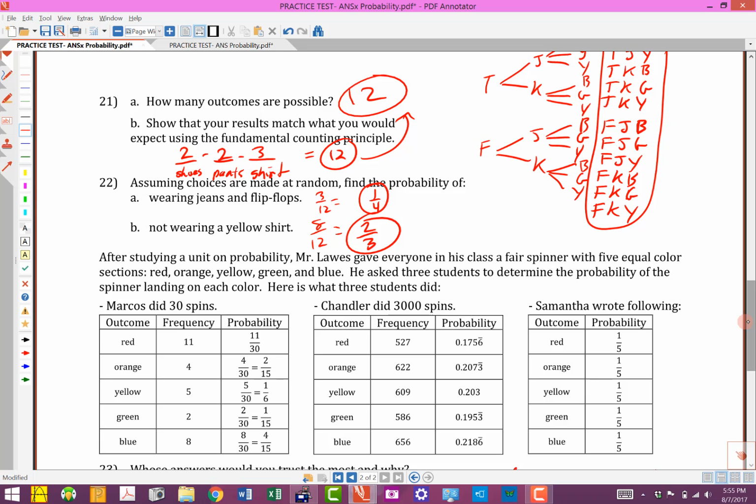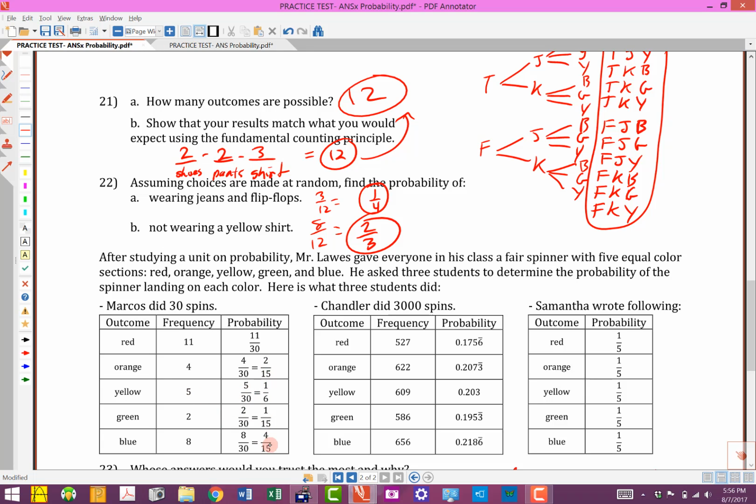Marcos spun the spinner 30 times, and he kept track of his tallies, his frequencies, and then he computed his relative frequencies. So this one was out of the 30 spins, 11 out of 30. This was 4 out of 30, which reduced to 2/15, and then so forth for each one of these.